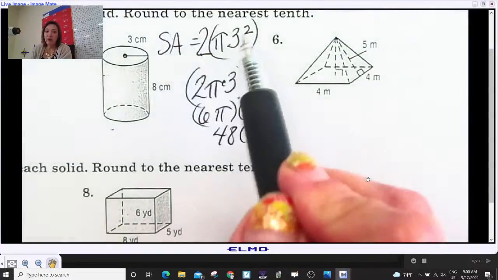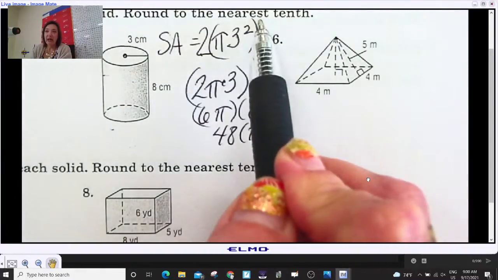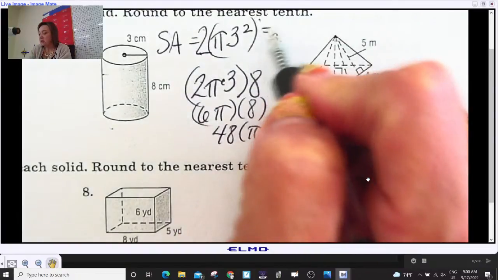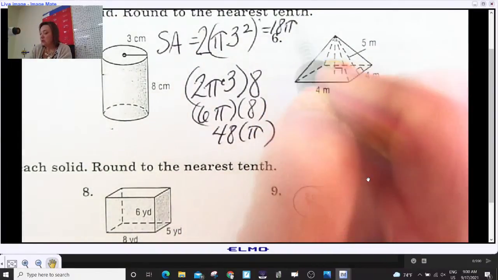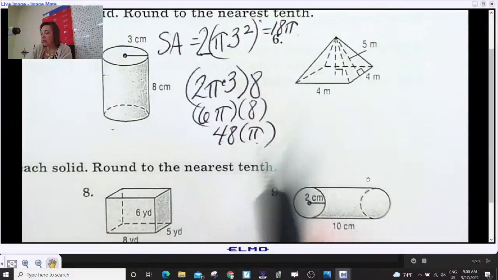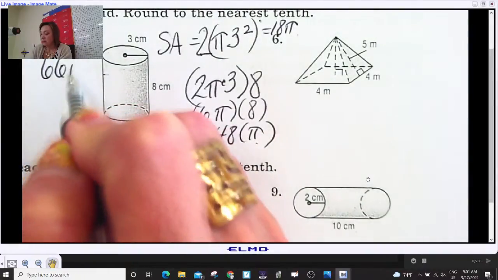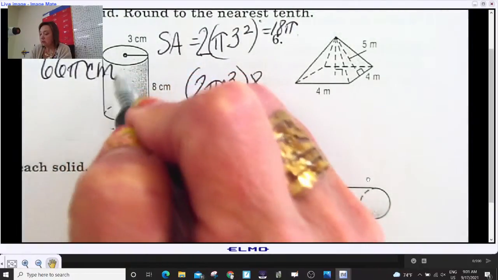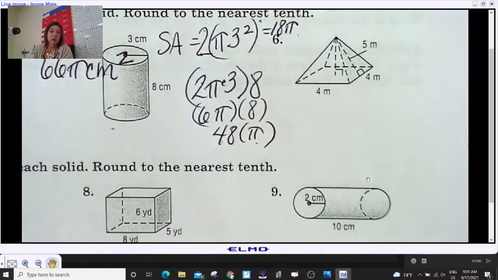And then up here we've got 3 squared is 9. And then 9 times 2 is 18, so 18 pi. So if we add 18 pi and 48 pi, that gets us 66 pi centimeters squared, right?